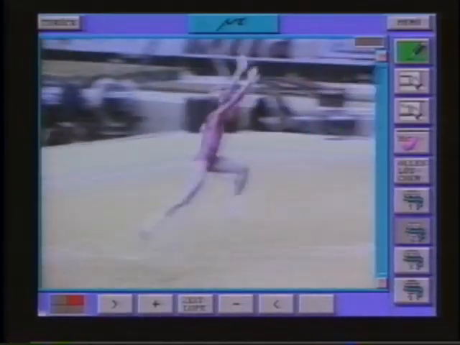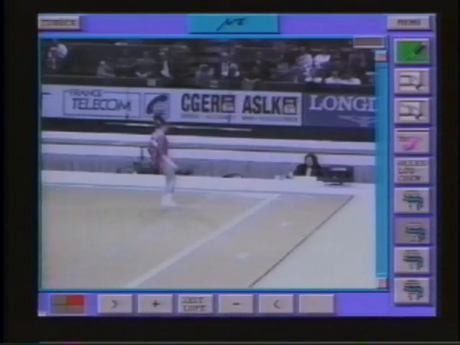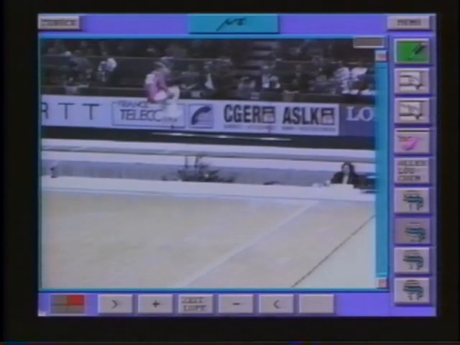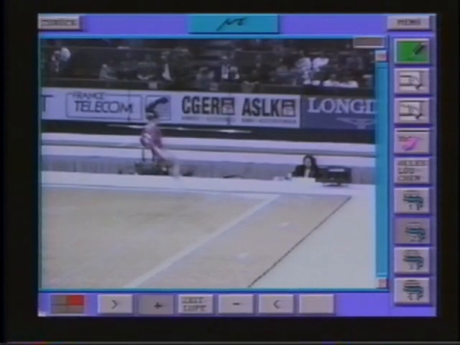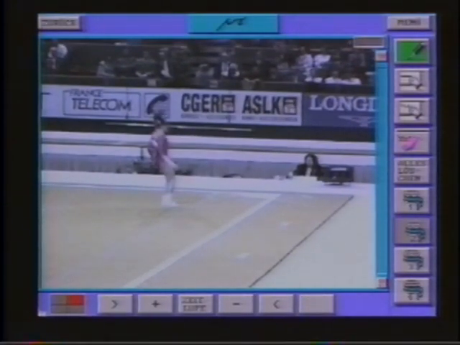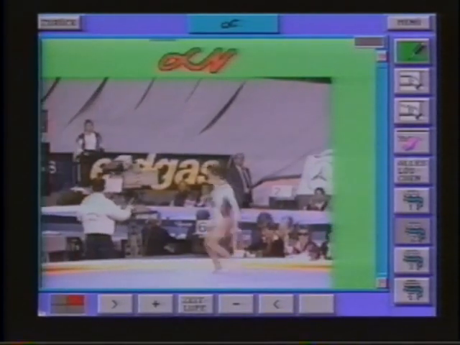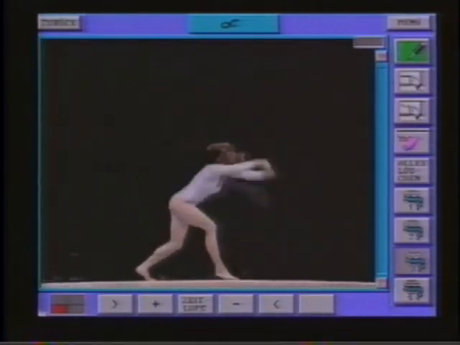Double Arabian on floor E, good height. Good, correct tuck position. Upright landing. Slight opened legs, minus 0.05. Bonus points for extra E. Salto sidewards from takeoff on both legs on floor B. Here, for hop on the landing, minus 0.05.